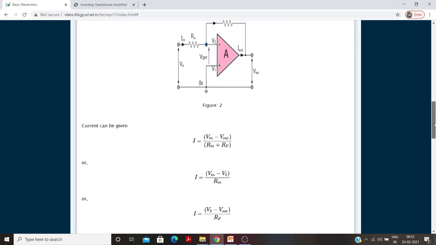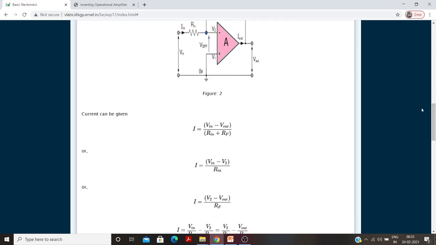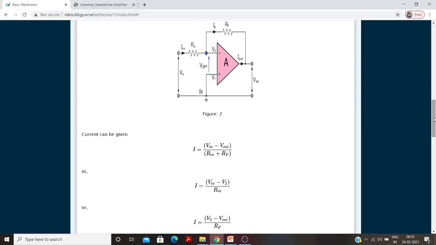Or we can say again, in this case my I is nothing but IF. This IF is nothing but V2 minus V out divided by RF. V2 minus V out divided by RF. And all this current I am mentioning as the same.